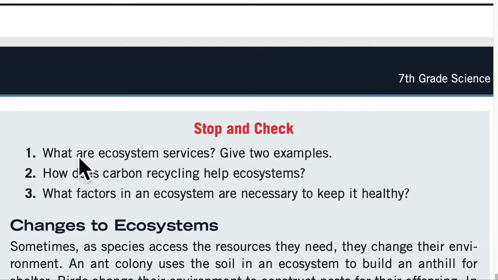Stop and check. What are ecosystem services? Give 2 examples. How does carbon recycling help ecosystems? What factors in an ecosystem are necessary to keep it healthy?